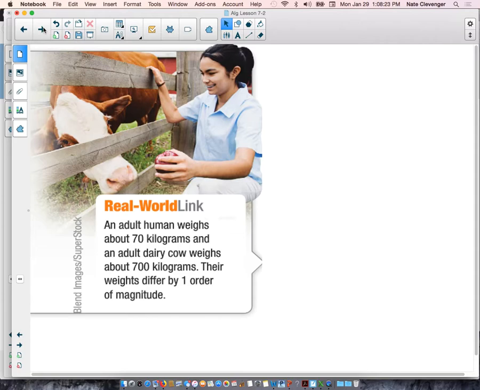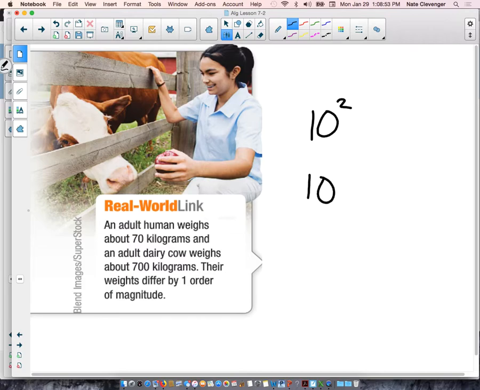Okay? An adult human weighs about 70 kilograms, an adult dairy cow weighs about 700 kilograms. Their weights differ by an order of magnitude. Why is this? Is 70 closer to 10 or 100? 100, and we write the value of 100 as a power of 10, which is 10 to the second. Is 700 closer to 100 or 1,000? 1,000. And that's 10 to the third. And so they differ by 1 order of magnitude.